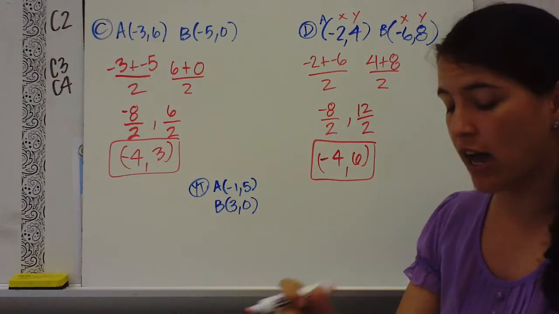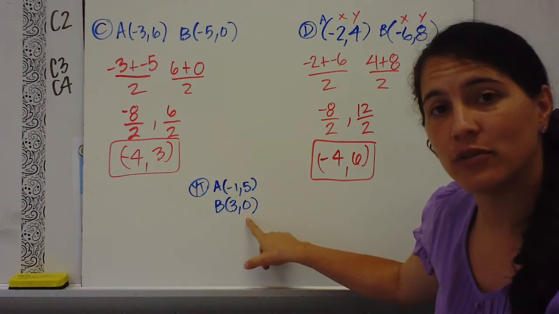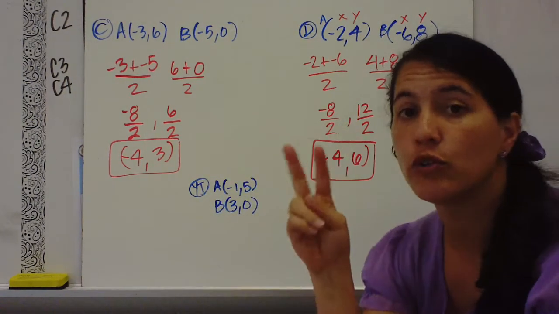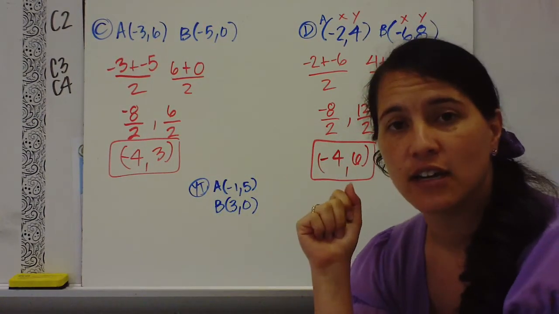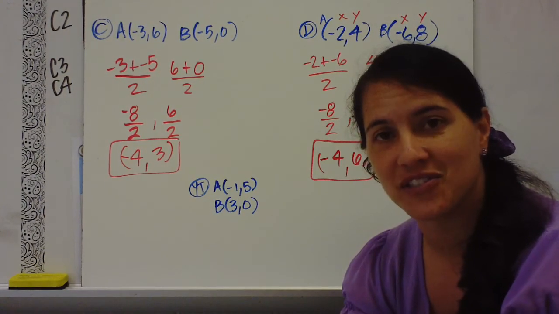So here's a U try. Point A is negative 1, 5. Point B is 3, 0. You need to do the U try. And then when you finished all of these and you have your 2 U tries, raise your hand. I'll check your U tries. And if you got them both correct, then I will give you your classwork to complete.